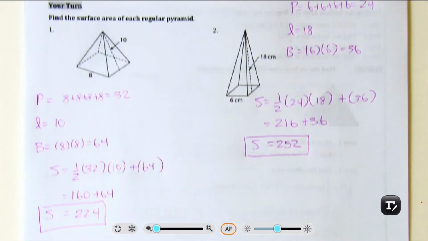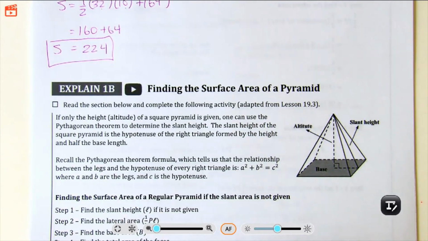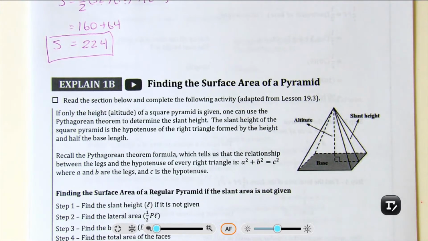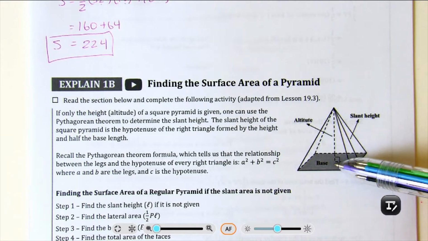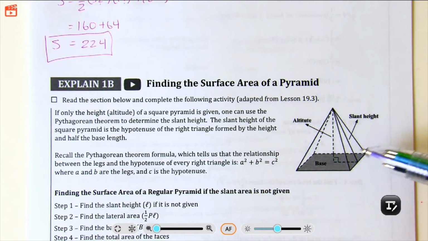Okay, so we're going to go further on. We're going to find the surface area of a pyramid. Now, in some of these problems, we are not going to be given the slant height. So this is a demonstration of how to find the slant height given something called the altitude, which is the vertical height from the base to the top of the pyramid. Remember that the altitude and the slant height are different.